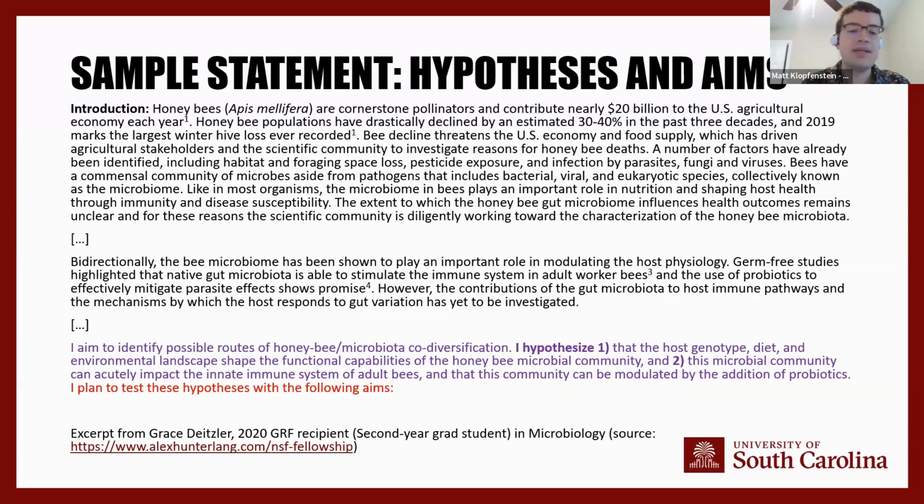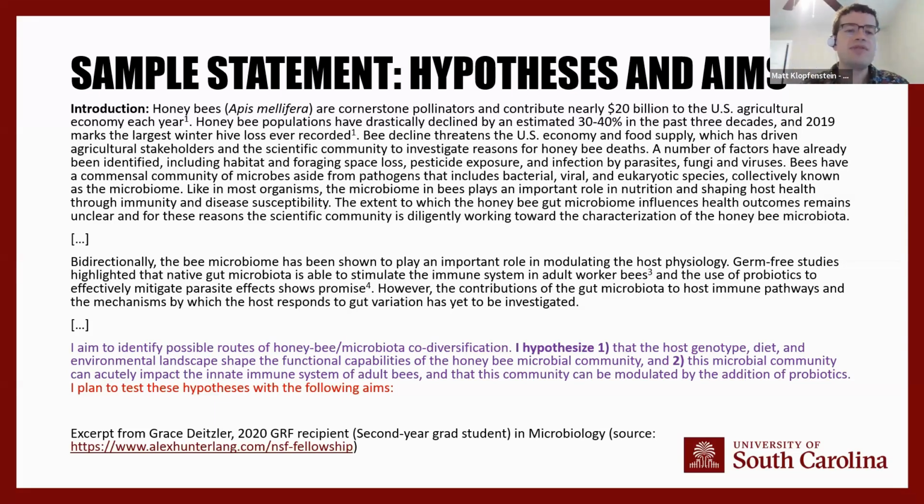The host genotype, diet, environmental landscape shape the functional capabilities of the honeybee microbial community, and this microbial community can acutely impact the innate immune system of adult bees, and can be modulated by the addition of probiotics. I plan to test these hypotheses with the following aims. We'll look at an aim in a little bit here, but this is a great way to structure things here. So you have a larger objective that's much more specific, and two specific hypotheses here as well.